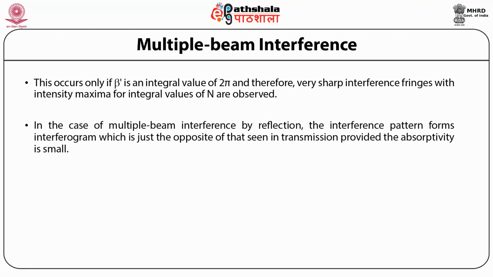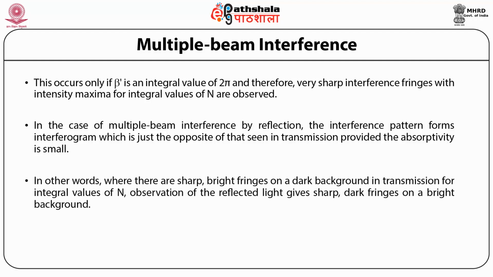In the case of multiple beam interference by reflection, the interference pattern forms an interferogram, which is just the opposite of that seen in transmission, provided the absorptivity is small. In other words, where there are sharp, bright fringes on a dark background in transmission for integral values of n, observation of the reflected light gives sharp, dark fringes on a bright background.